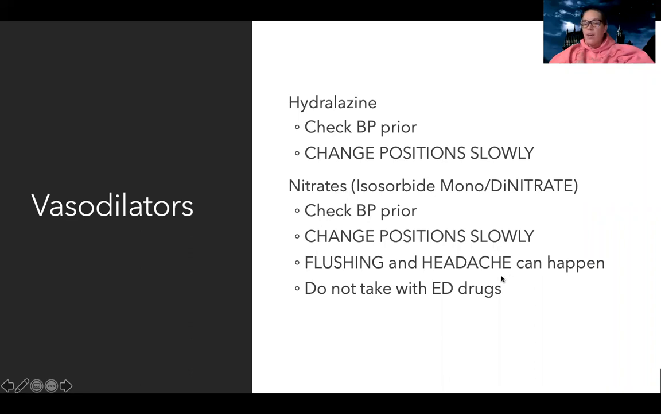The real difference between these is that the nitrates cause a lot more of that vasodilation effect. They're a lot more potent, so they can cause flushing and headache. Flushing happens because of the pooling of the blood, like in the face, because it doesn't have that same squeeze to get places. And the same with the headache: headaches happen because of vasodilation. The other thing to keep in mind with nitrates is we don't want to take these with erectile dysfunction drugs, the ones that end in fill, like sildenafil, because these medications do the exact same thing and will cause a lot of issues.